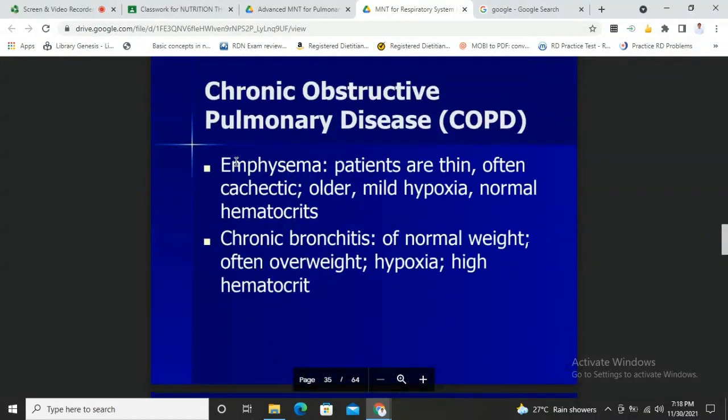Usually, mauni ang mga characteristics sa mga patients nga naay emphysema or chronic bronchitis. First, sa katong naay emphysema, patients are usually thin, often cachectic, or naay cachexia, no? And usually, those who develop emphysema are older with mild hypoxia and normal hematocrits. While those who have chronic bronchitis, usually they are of normal weight, they are often overweight, and they experience considerable a degree of hypoxia, and they also usually have high hematocrit. Okay?